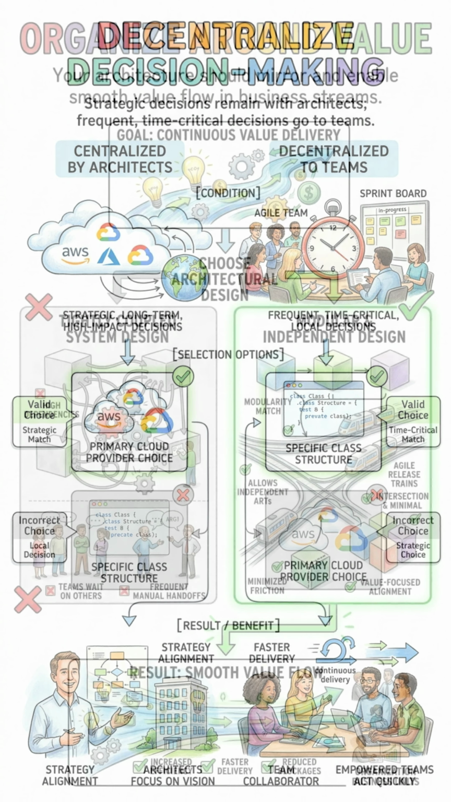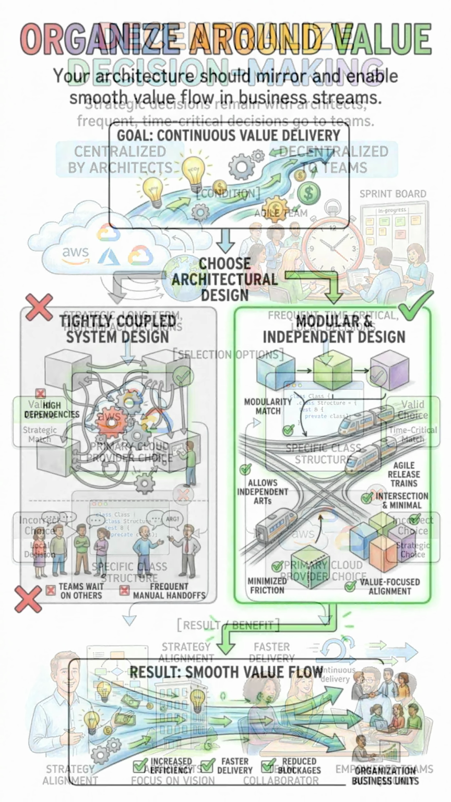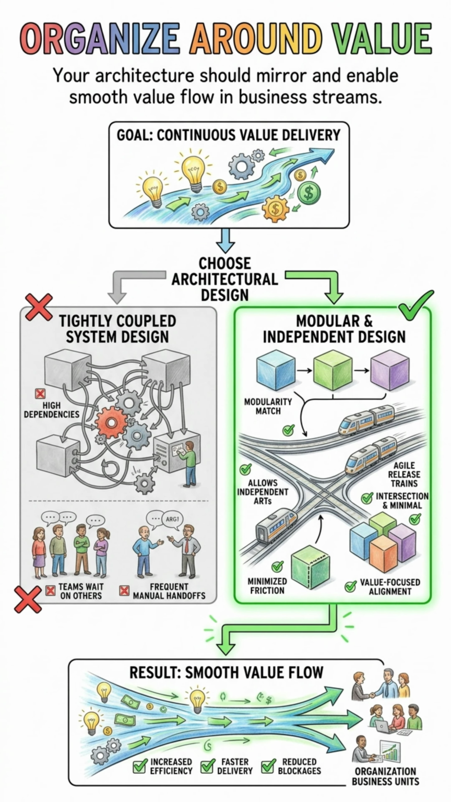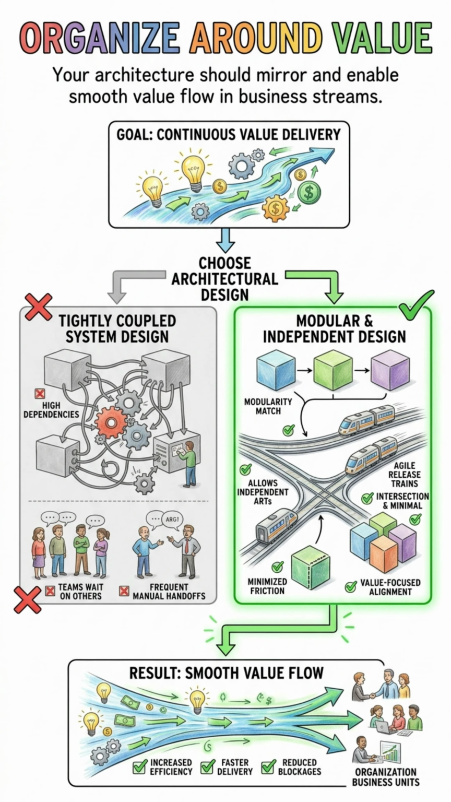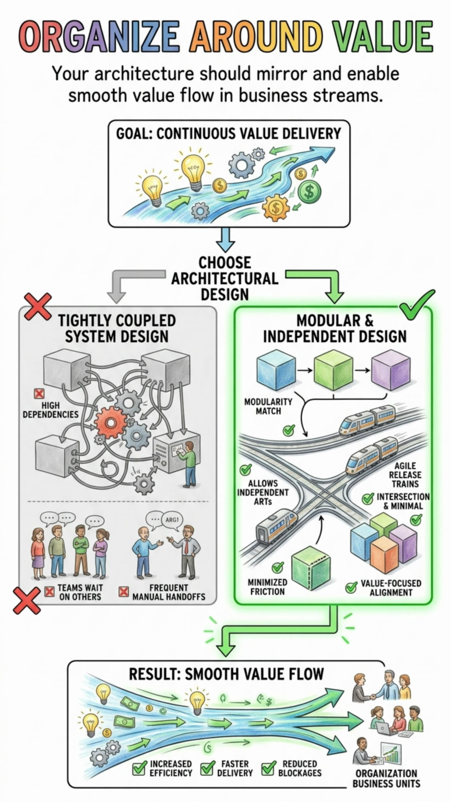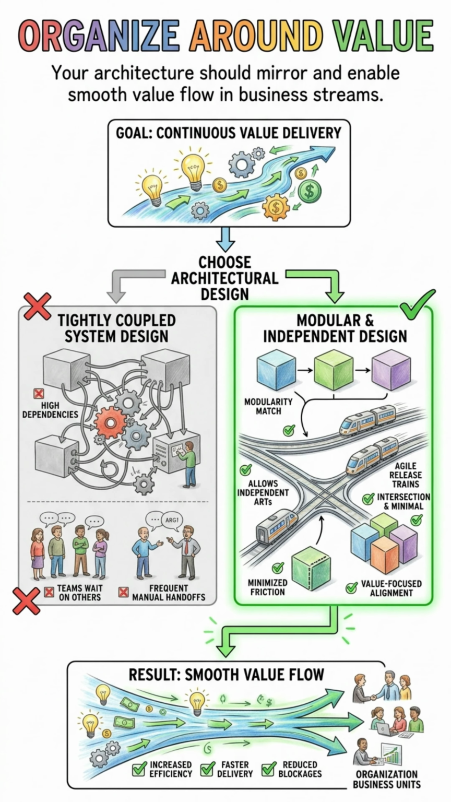The final Lean Agile principle tells us to organize around value. Your architecture should directly reflect and support the smooth flow of value through the organization's business streams. If your system design forces teams to constantly wait on other departments, or creates unnecessary manual handoffs, the architecture is actively blocking value delivery. The exam will expect you to design modular systems that allow Agile release trains to operate independently and deliver value with minimal friction.